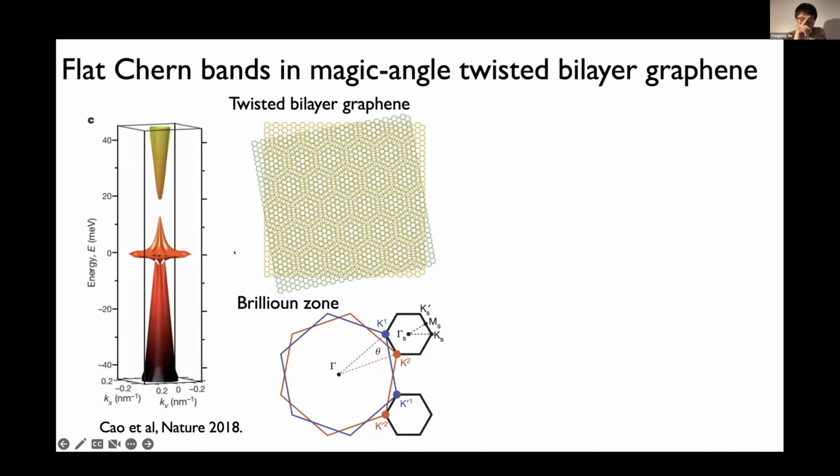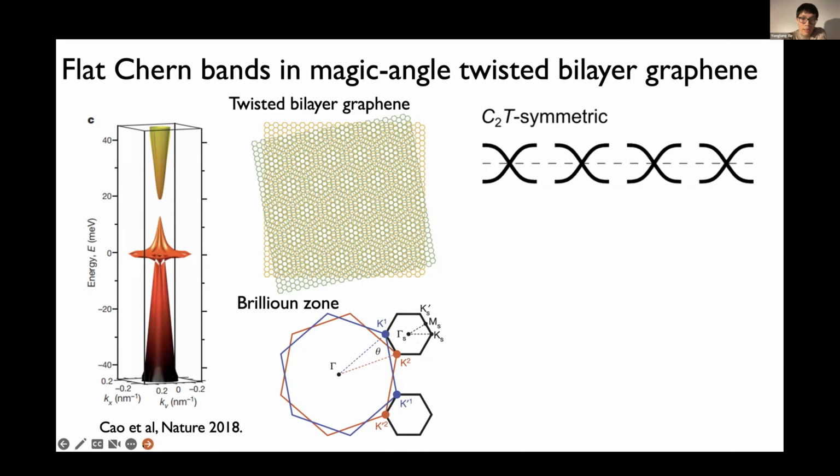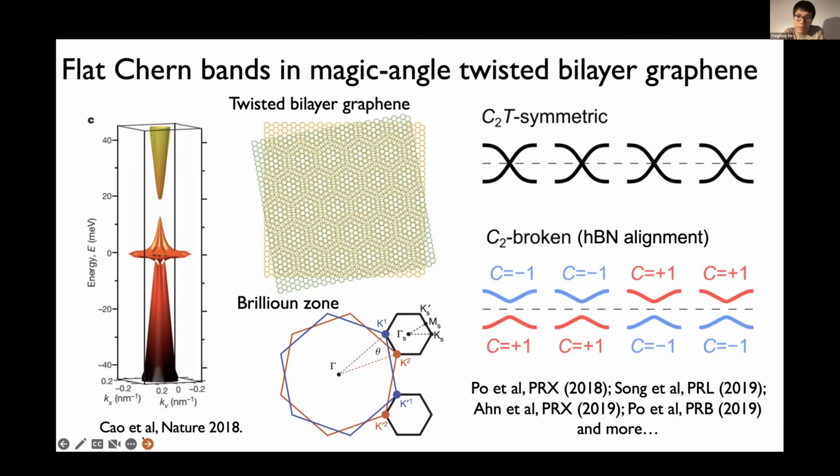But what you need to know for this talk is that all this complicated band structure can be approximated by four copies of Dirac cone, four copies because you have spin and valley. And this is protected by a composite symmetry called C2T. If you break one or both of these symmetries, for example, if you align the sample with hBN, then the C2 symmetry would be explicitly broken. Then these four copies of Dirac cone would become isolated Chern bands, and they are all degenerate.